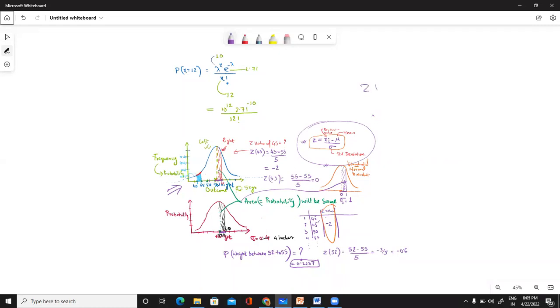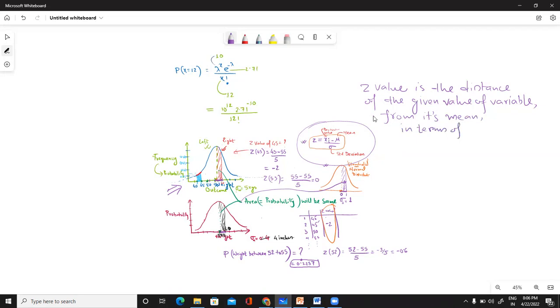So z value is the distance of the given value of variable from its mean, from the dataset's mean, in terms of its standard deviation.